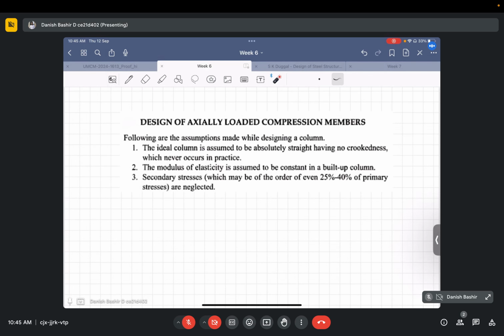So for the design of axially loaded columns, what are the different assumptions that we have to make? The ideal column section is assumed to be absolutely straight, having no crookedness, which occurs in practice. The modulus of elasticity is assumed to be constant in the built-up section. Secondary stresses, which may be of the order of even 25 to 40% of the primary stresses, are neglected.